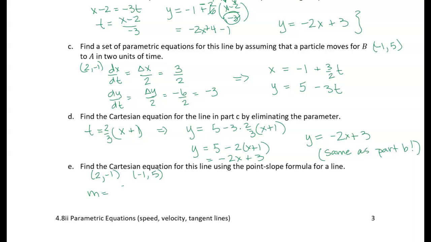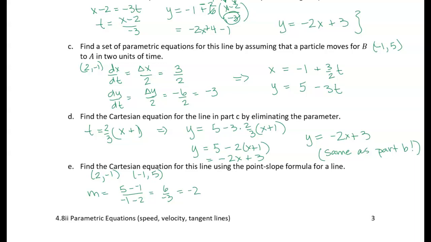So I can say that the change in y is 5 minus a negative 1, over the change in x, which is negative 1 minus 2. So that gives me 6 over negative 3, which is negative 2. So the slope is negative 2 just based on those 2 points.